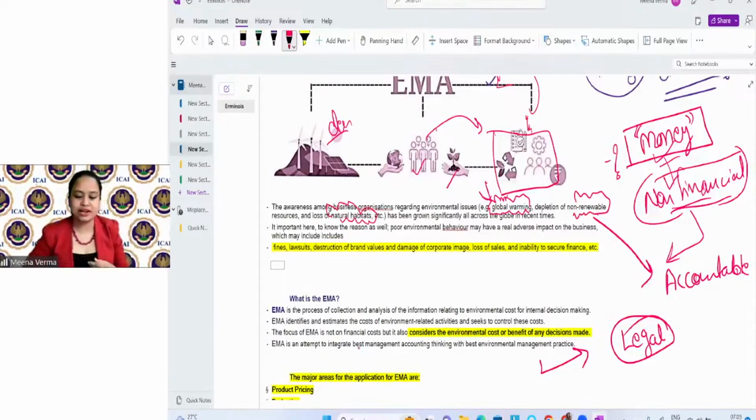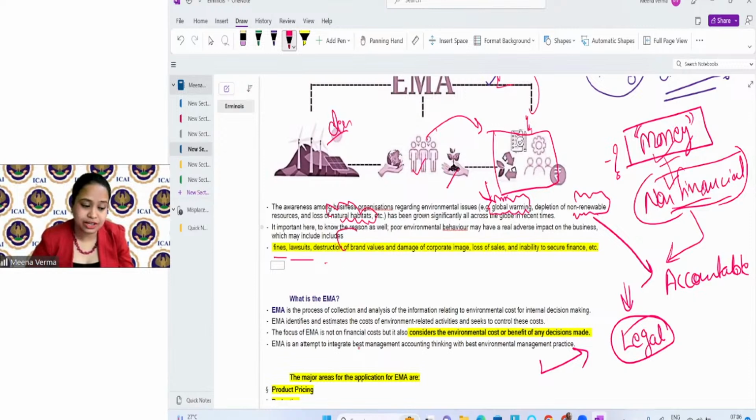Obviously some laws have been created against these companies that are harming nature. They are polluting the rivers, causing air pollution and various other types of pollution. So some laws have been created, and if they do not follow the law, maybe a fine will be imposed on them. All right.